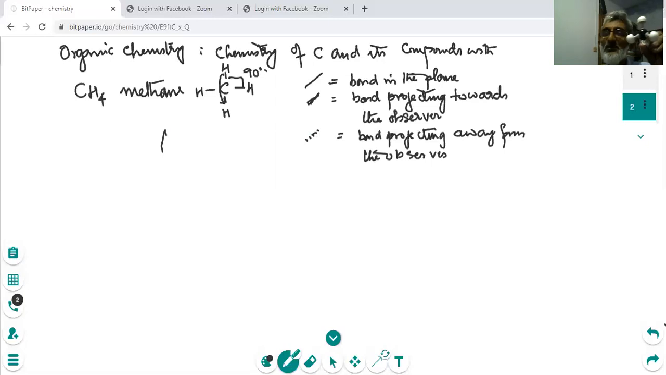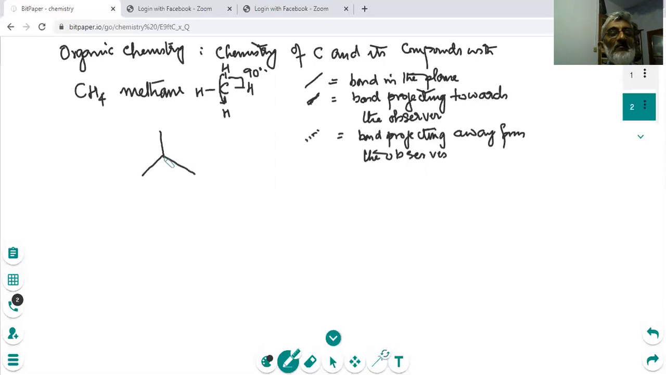I'm not getting the control of it sometimes when I draw. Let me draw it. I draw a straight line down, then one bond here, and this is the third one. Okay.